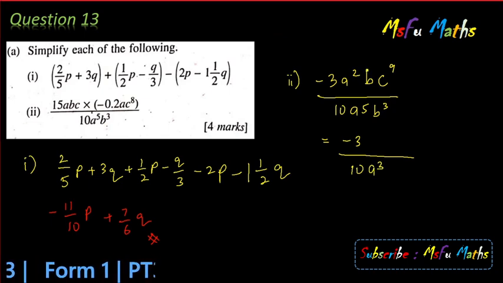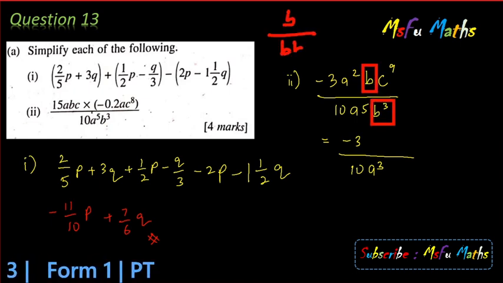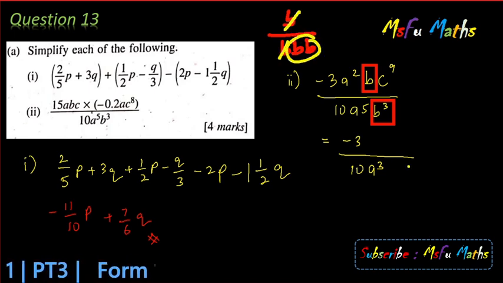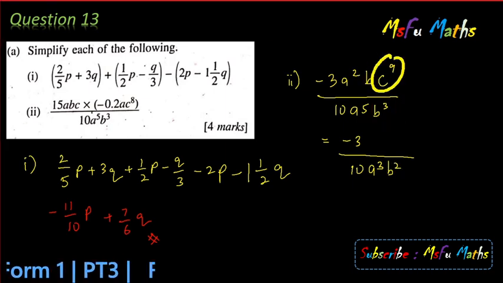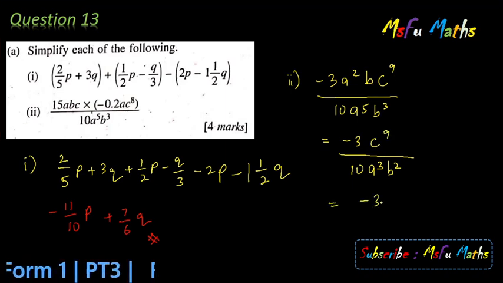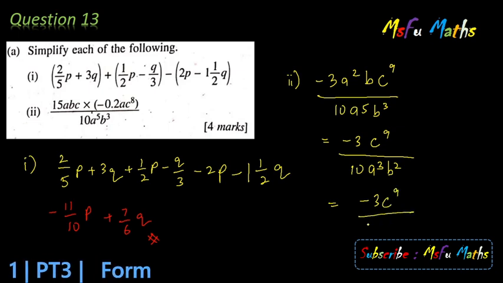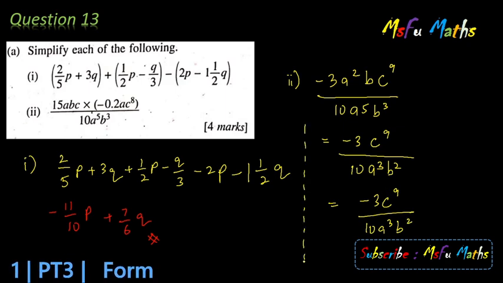Same goes to your B here. Your numerator you have 1B, denominator you have 3. So B over B, cut. So down here you got 2 B's. So I will leave here B square. And your C, no partner, never mind, just write C to the power of 9. Make it nicer a bit. So your answer is negative 3C to the power of 9 over 10A cubed B square. Okay, so that's how you do.